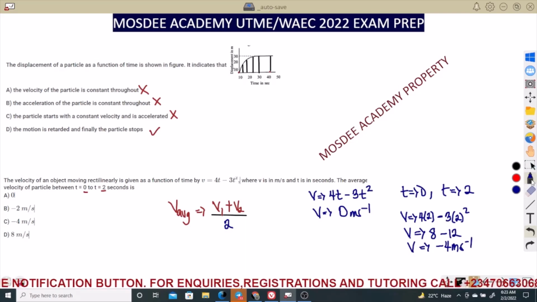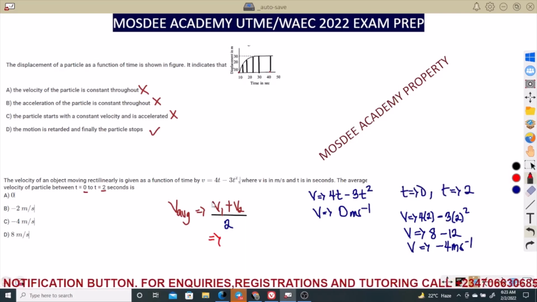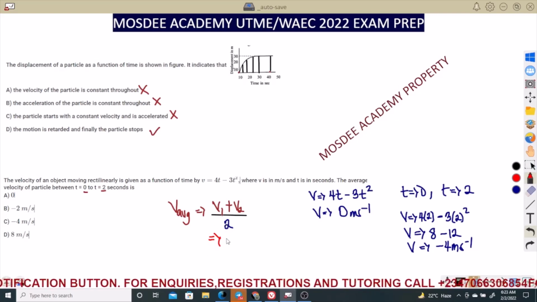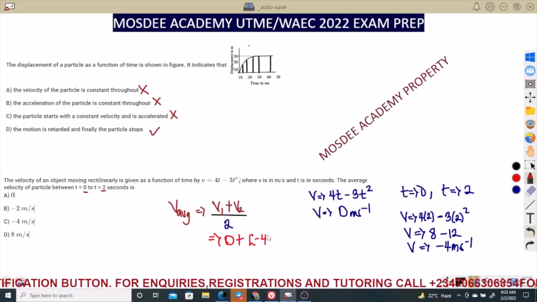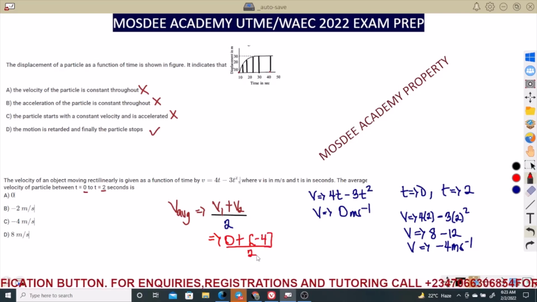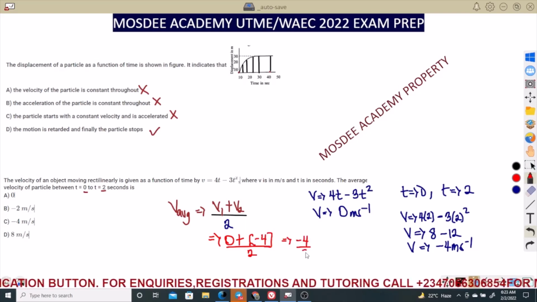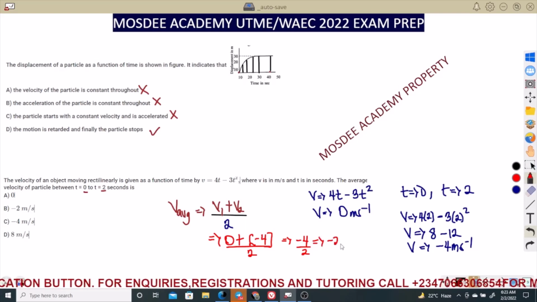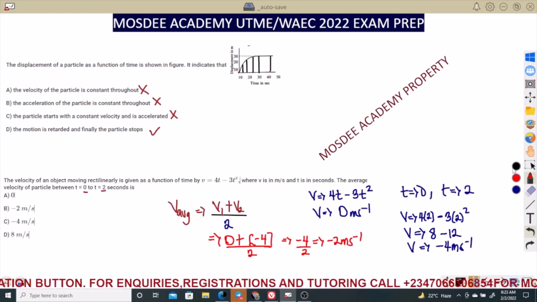So therefore, dear students, you can now say the average velocity will be, we put it in modulo anyway, but it's not possible because you are getting average velocity. Now, in this case, we say it is 0 plus negative 4 divided by 2. Plus times minus is minus. So negative 4 over 2 will give you negative 2 meters per second. So guys, that is the correct answer to that question.